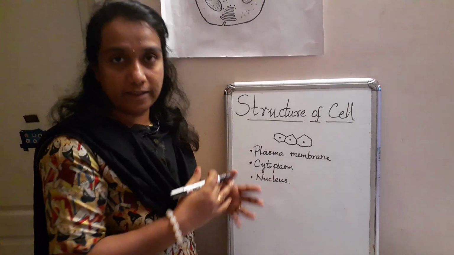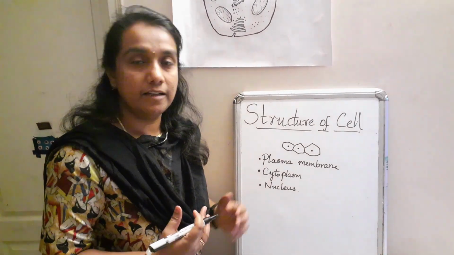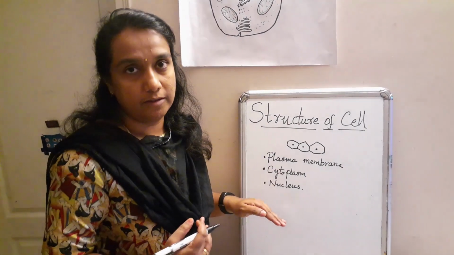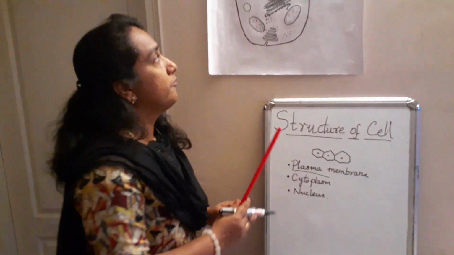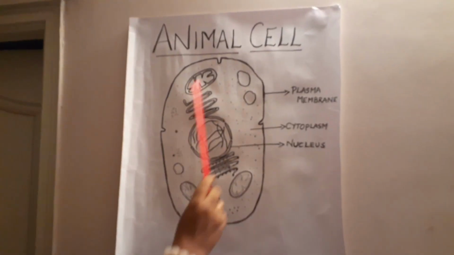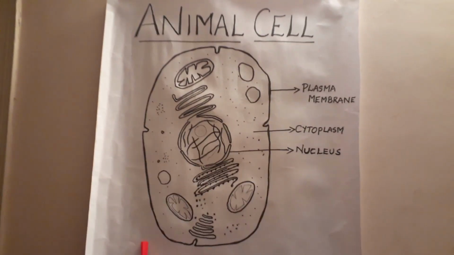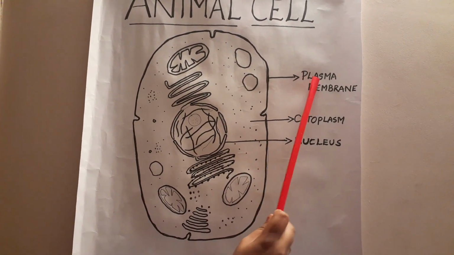Inside that, so many things and so many functions are there, which we will see one by one. So let's start with the plasma membrane. When we see this diagram showing the animal cell, the first one is the plasma membrane.